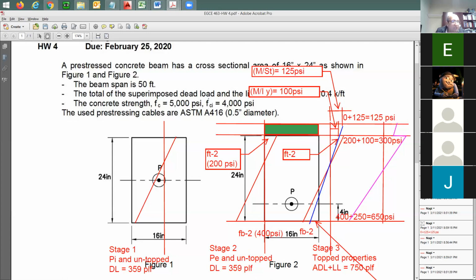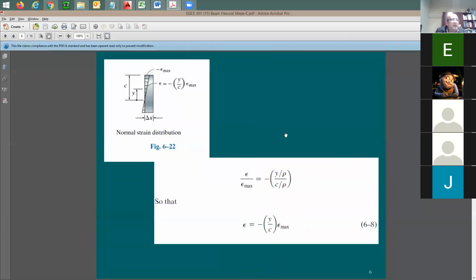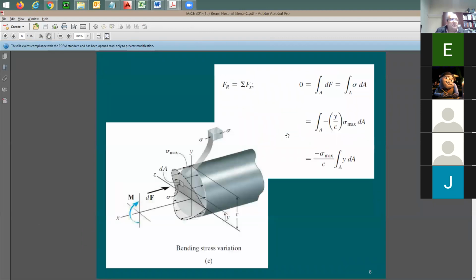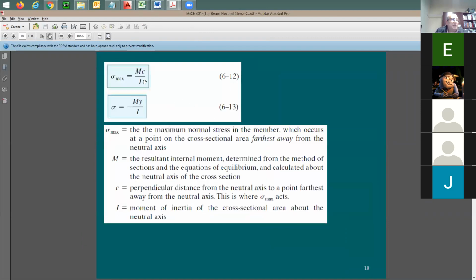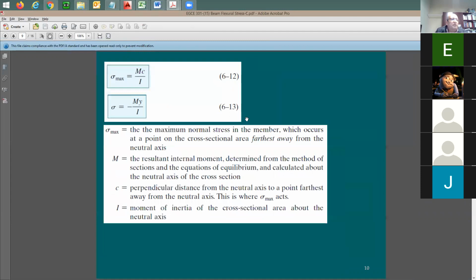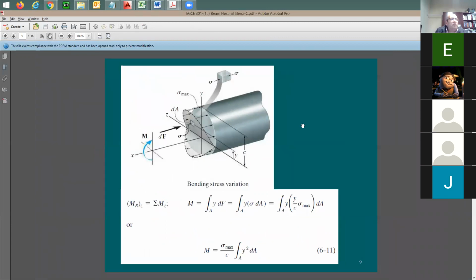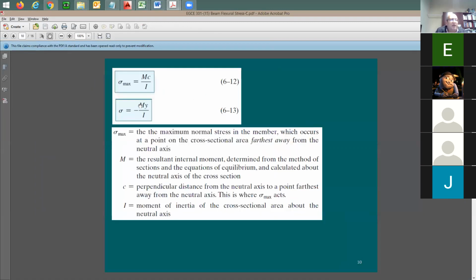And if you have any issues, you can still go back to the slide set that I added in the past, and you can find the stress based on this equation. If you remember this equation, sigma at any point is equal to M times Y divided by I. Y is the distance from the neutral axis to any point of interest, I is the moment of inertia, and M is the applied moment.